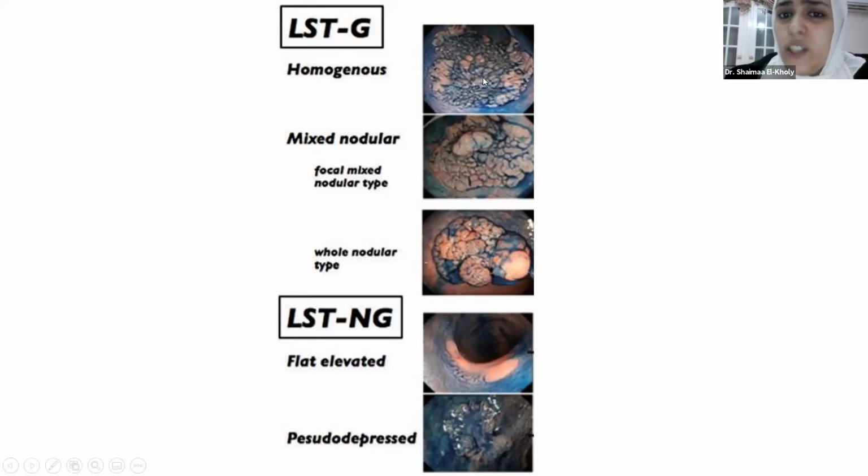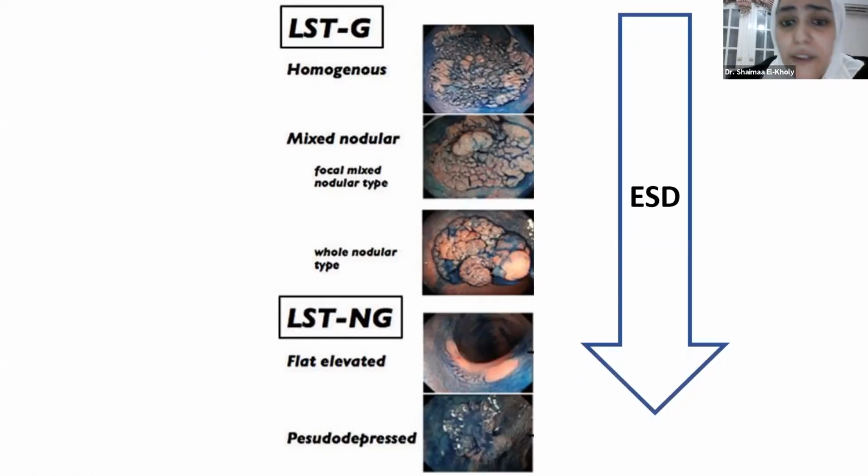So the first lesion can be removed with either piecemeal EMR or ESD according to the local experience, but of course ESD is much preferred because we want to get the lesion en bloc. But as you can see, as you go down here, the chance of invasion or the chance that this lesion carries a malignancy is higher. So as you go down, the indication of ESD increases.